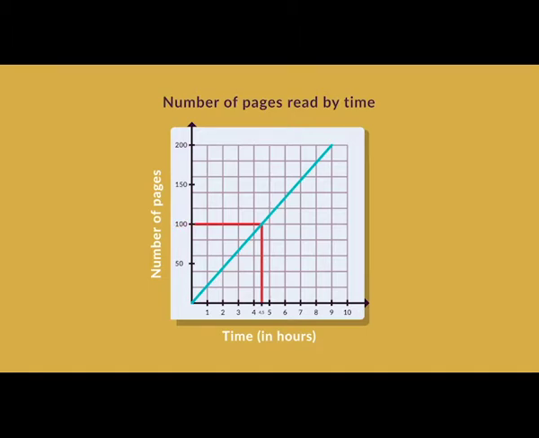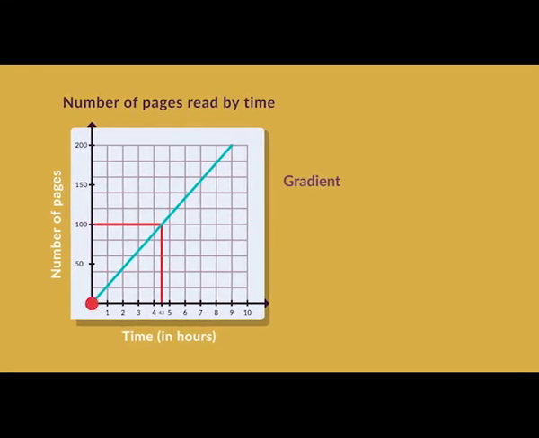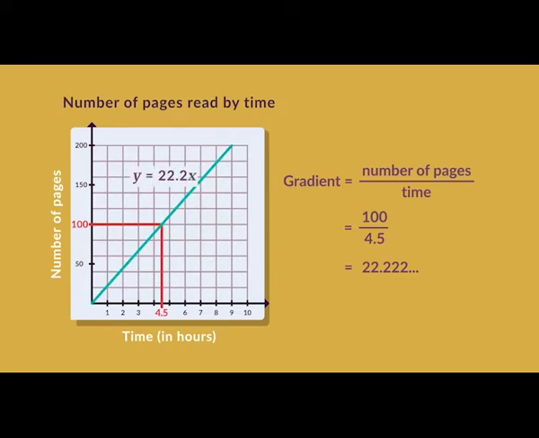What else can we see from the graph? He reads at a constant rate because the graph is a straight line with a constant gradient. The graph goes through the origin because he has not read any pages at time 0. The slope of the graph is equal to the number of pages he reads per hour, so it is equal to 100 divided by 4.5, which is 22.2 recurring. The equation for this graph is y equals 22.2x.